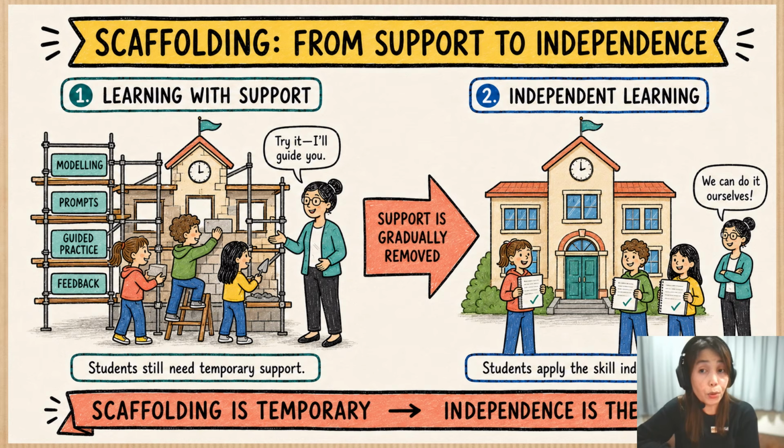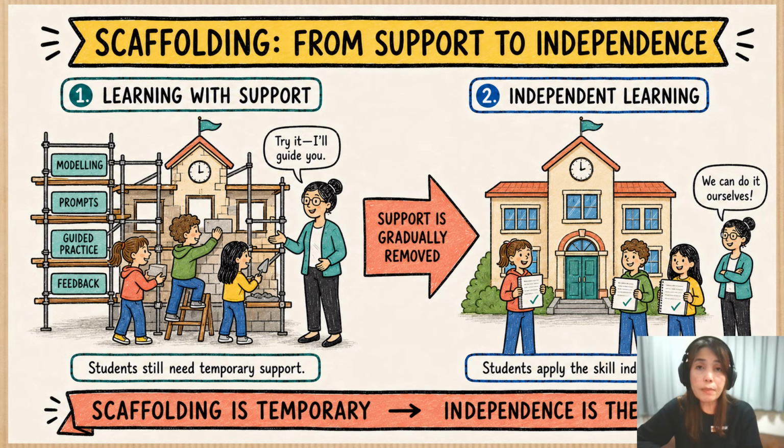Scaffolding from support to independence. The building analogy summarizes the purpose of scaffolding. During learning, some pupils need models, prompts, guided practice, and feedback, just as a building under construction needs temporary support. However, scaffolding is not intended to remain forever. It is gradually removed as the structure becomes stronger. In the second image, pupils apply the skill independently because the underlying understanding is now more secure.